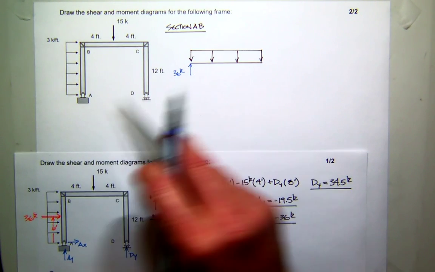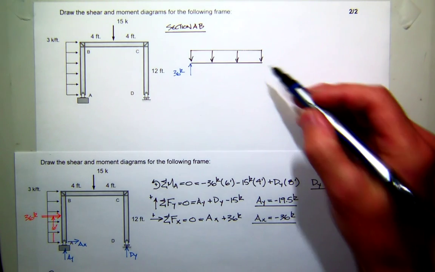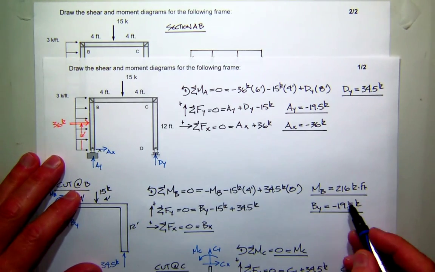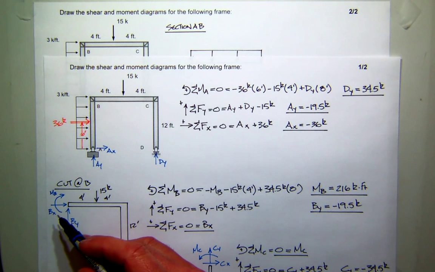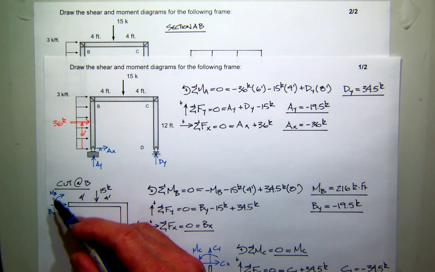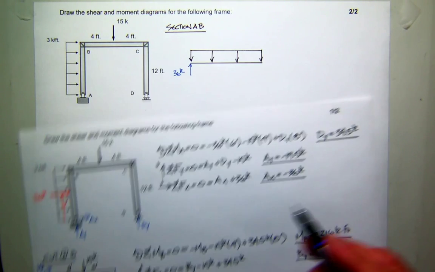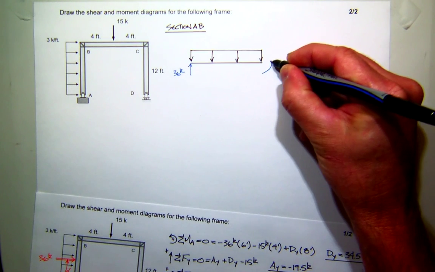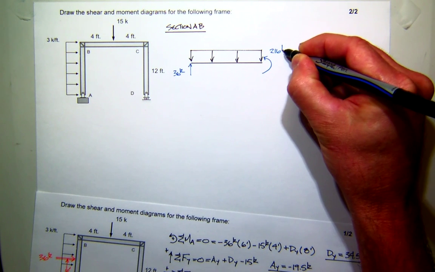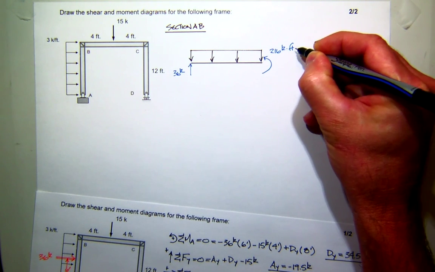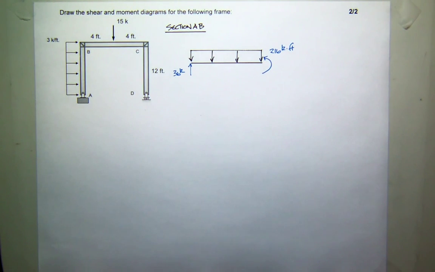What's the moment at A? What's a pin? That's 0. What's the moment at B? We saw for the moment at B, it was 216. Now, it came out positive in this direction, which is clockwise. So that means on the other body, it's counterclockwise. So it would be like this. So we transferred all the information.